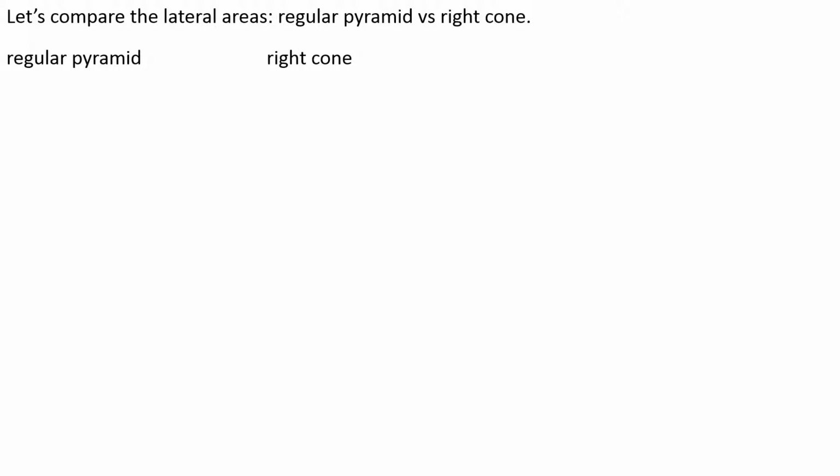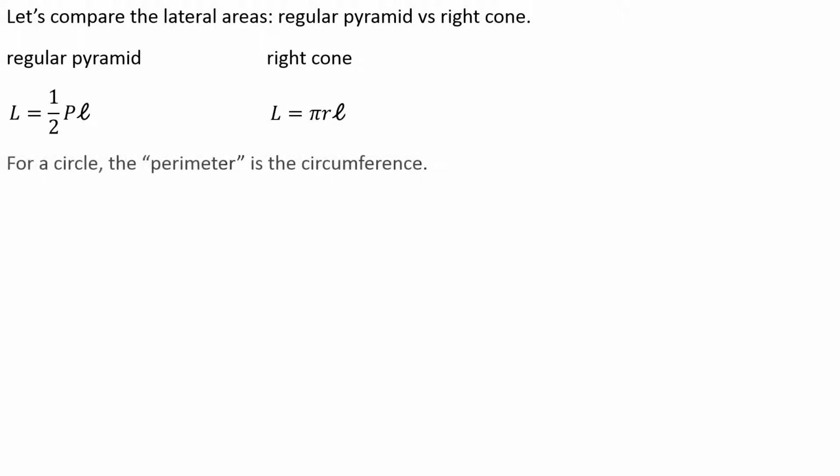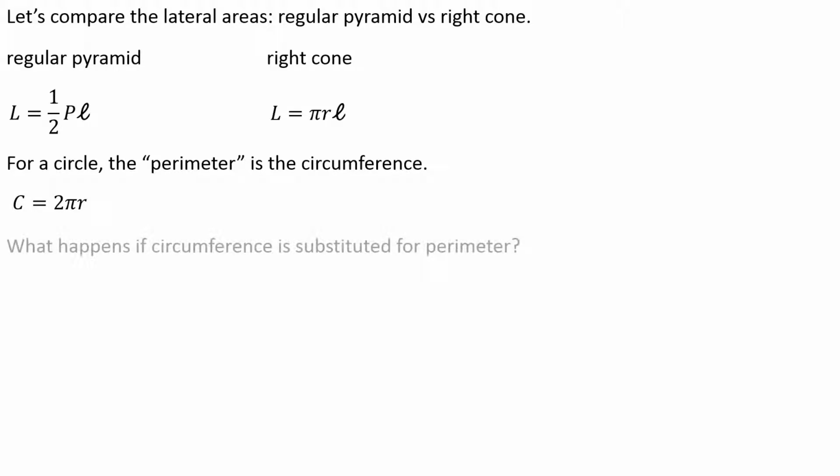Now, for just a moment, I want to do a little bit of comparison. Think about that regular pyramid, 1/2 times the perimeter times the slant height. The right cone, the lateral area, was just pi times r times the slant height. Of course, for a circle, perimeter is the circumference. Circumference being 2 times pi times r.